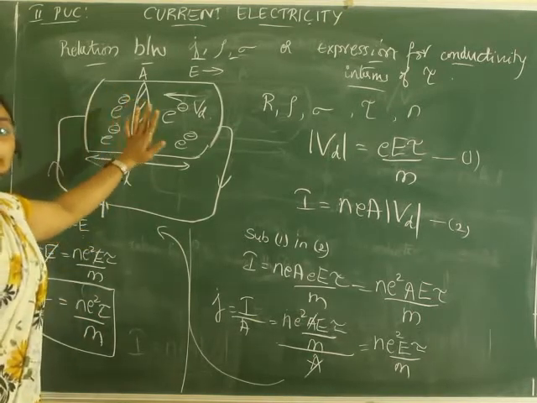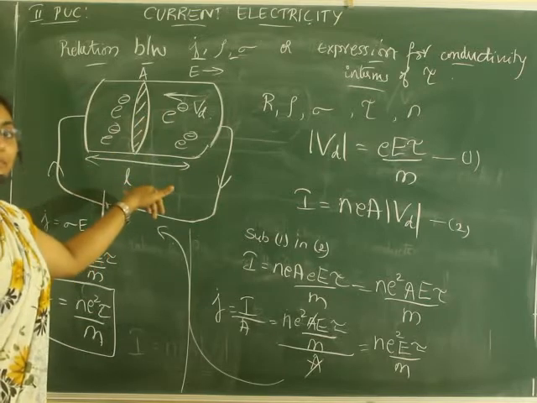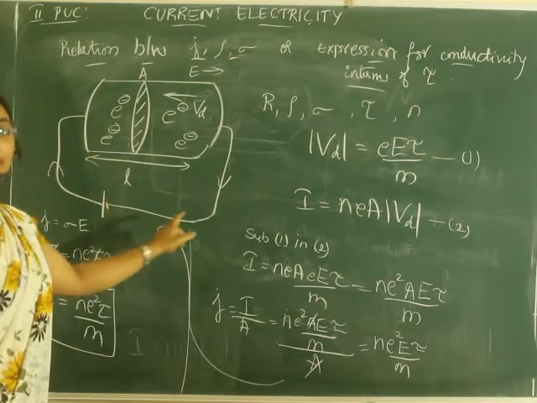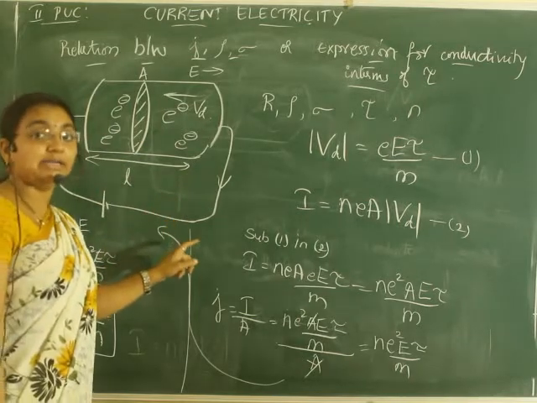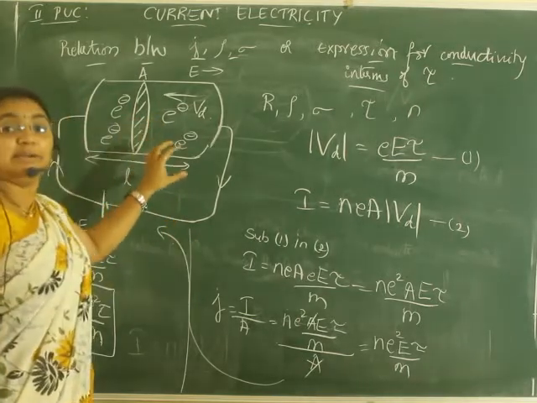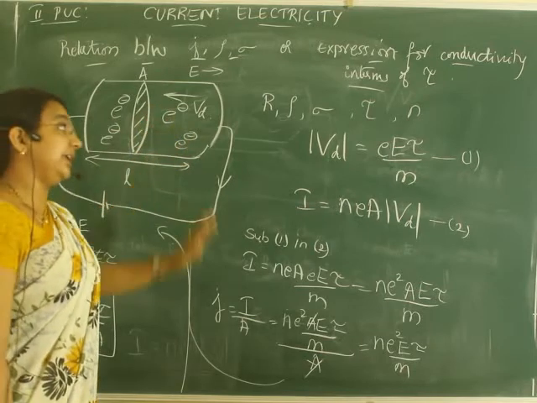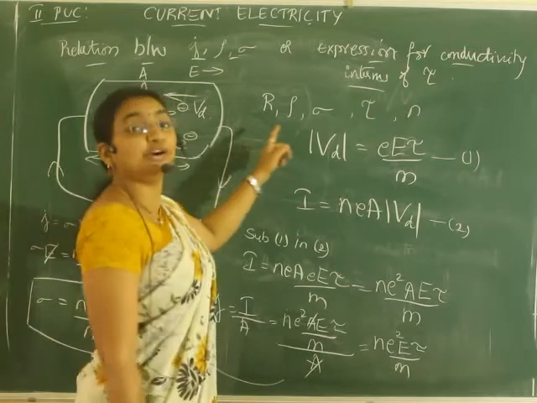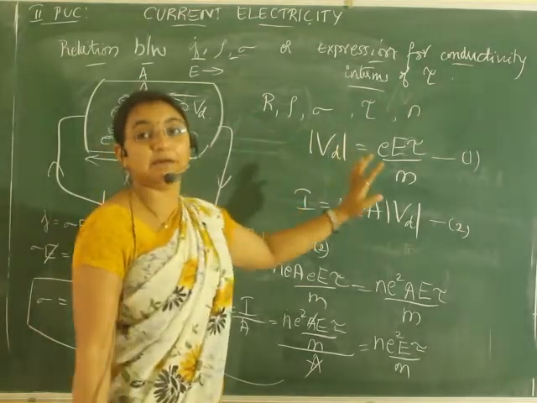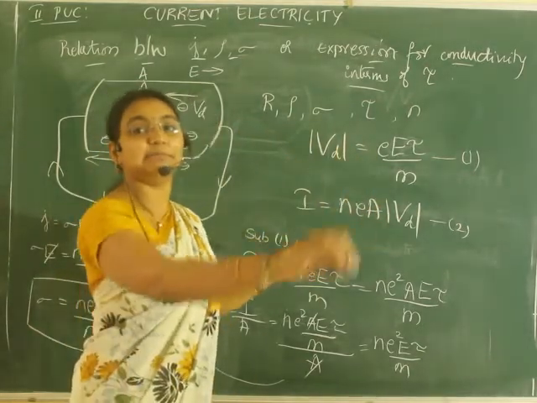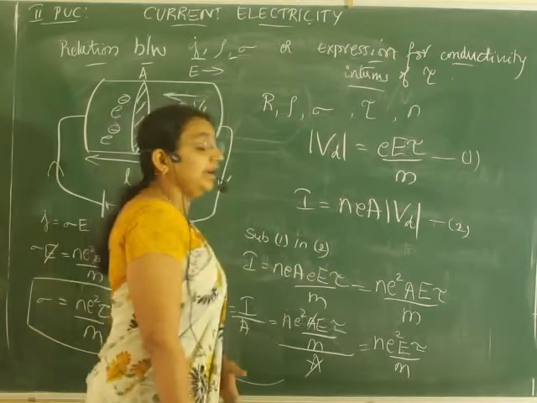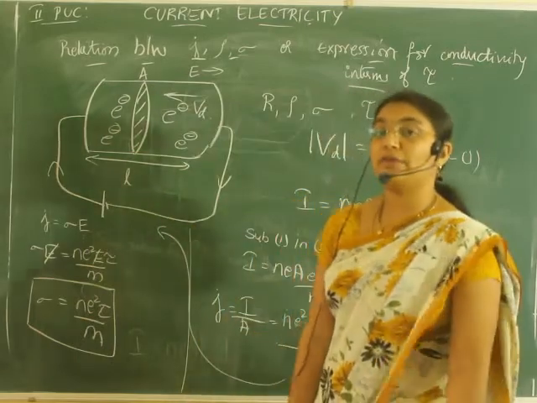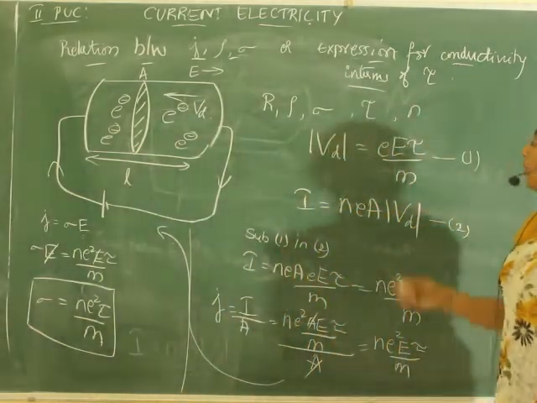See what we have done. Let us consider a conductor of length L having area of cross section A. When an external electric field is applied, the electrons will be drifted with the velocity Vd. R be the resistance of the conductor, rho be the resistivity and sigma be the conductivity. Tau be the relaxation time. n be the number of electrons per unit volume.